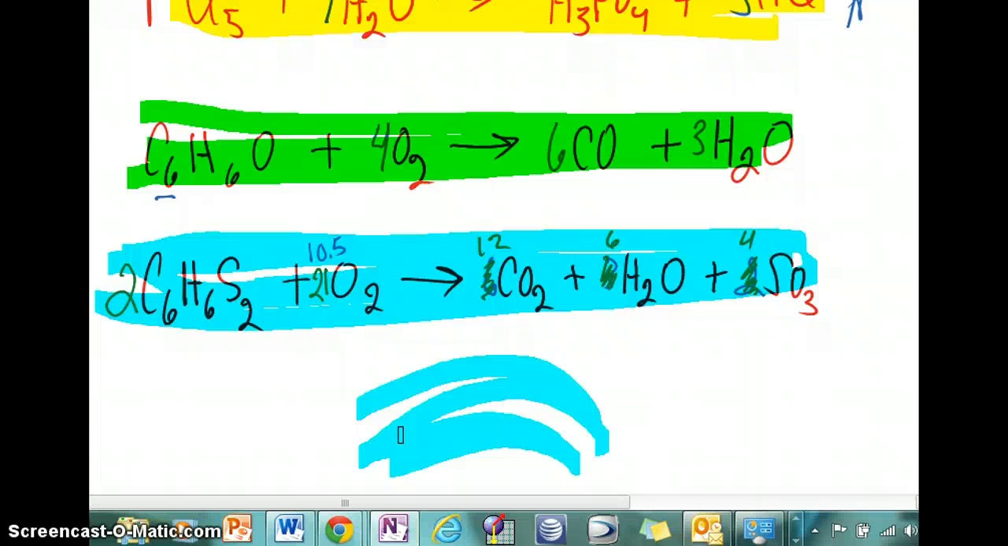Later you'll learn about redox reactions, and there are some different rules that you can use when you study more complex reactions. There are some different ways to balance them that might be a little easier for you.